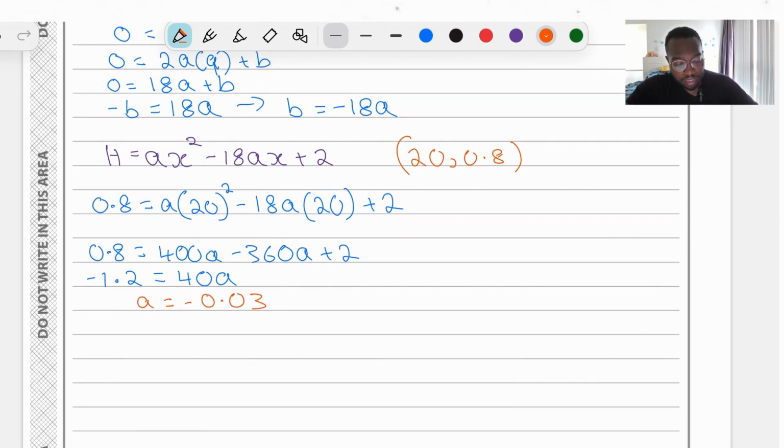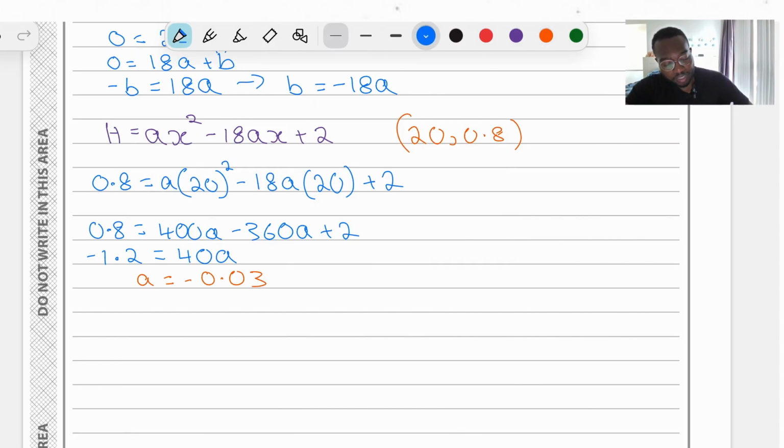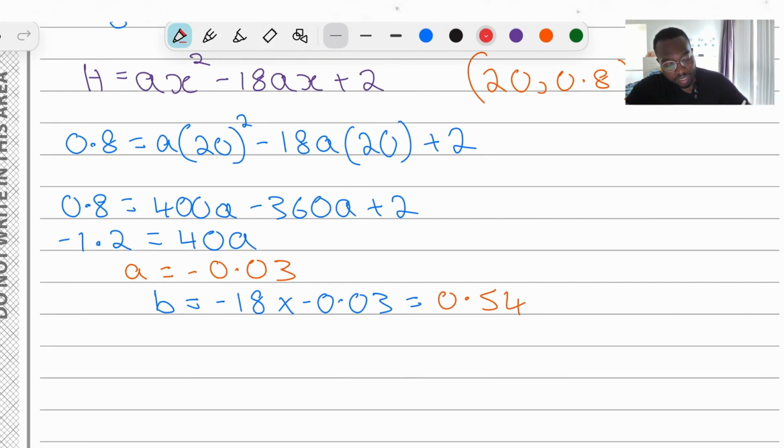So we worked out a. Now let's just finish off working out b. We know b is minus 18a. So b is minus 18 times by a, which is minus 0.03. And if you work that out, you get a positive 0.54. Okay, so now we've worked out a, b, and c. Therefore, h must be equal to ax squared, which is minus 0.03x squared, plus bx, and we know b is 0.54, so plus 0.54x, and then just plus the 2.